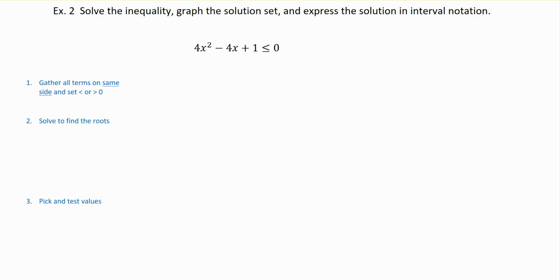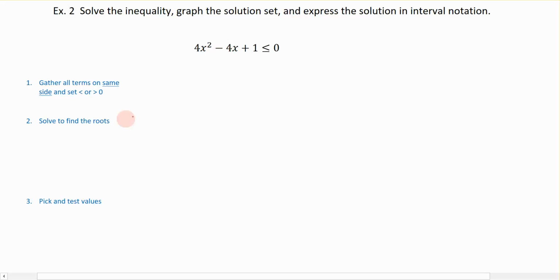Let's practice another example of solving a polynomial inequality algebraically, then graph the solution set and express our solution in interval notation. So here you can see I have this polynomial, 4x squared minus 4x plus 1 less than or equal to 0. If the first thing I'm supposed to do is gather everything up on the same side, well, that's already done.